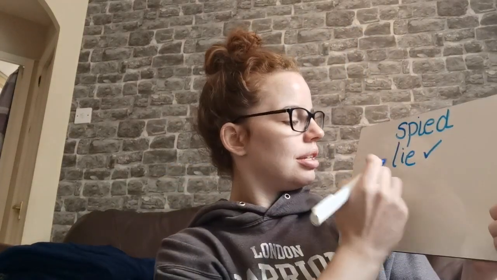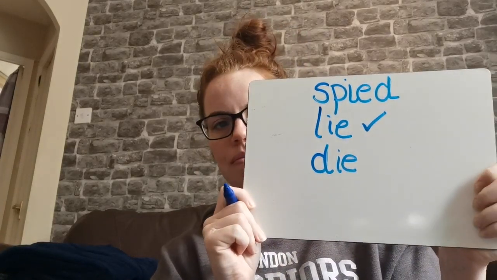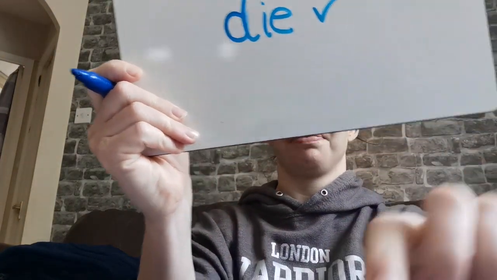All right, your next word is going to be "die". Sound it out with your fret fingers first and then write it down for me, please. All right, so we have d-i, "die". If you got that right, give yourself a nice big tick. If you got it wrong, please correct it.